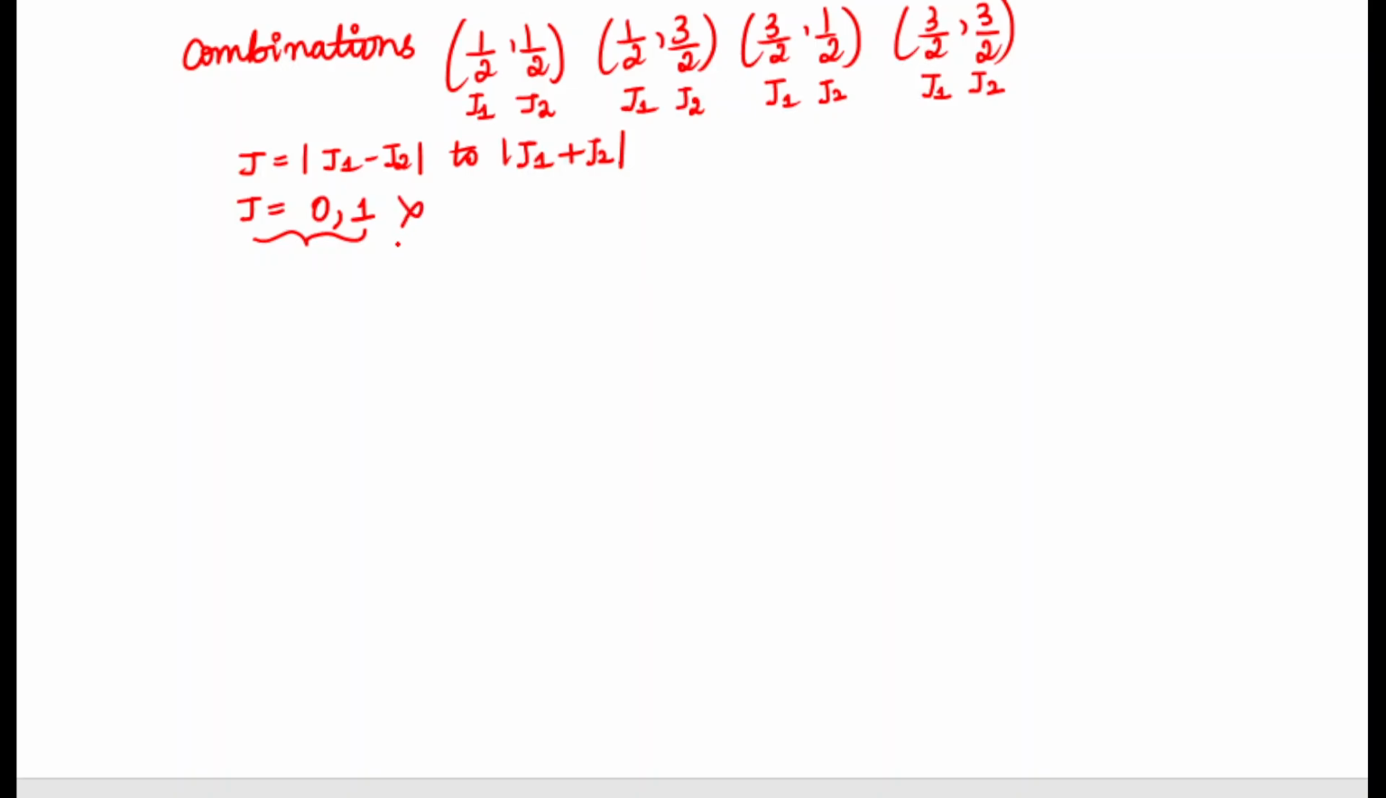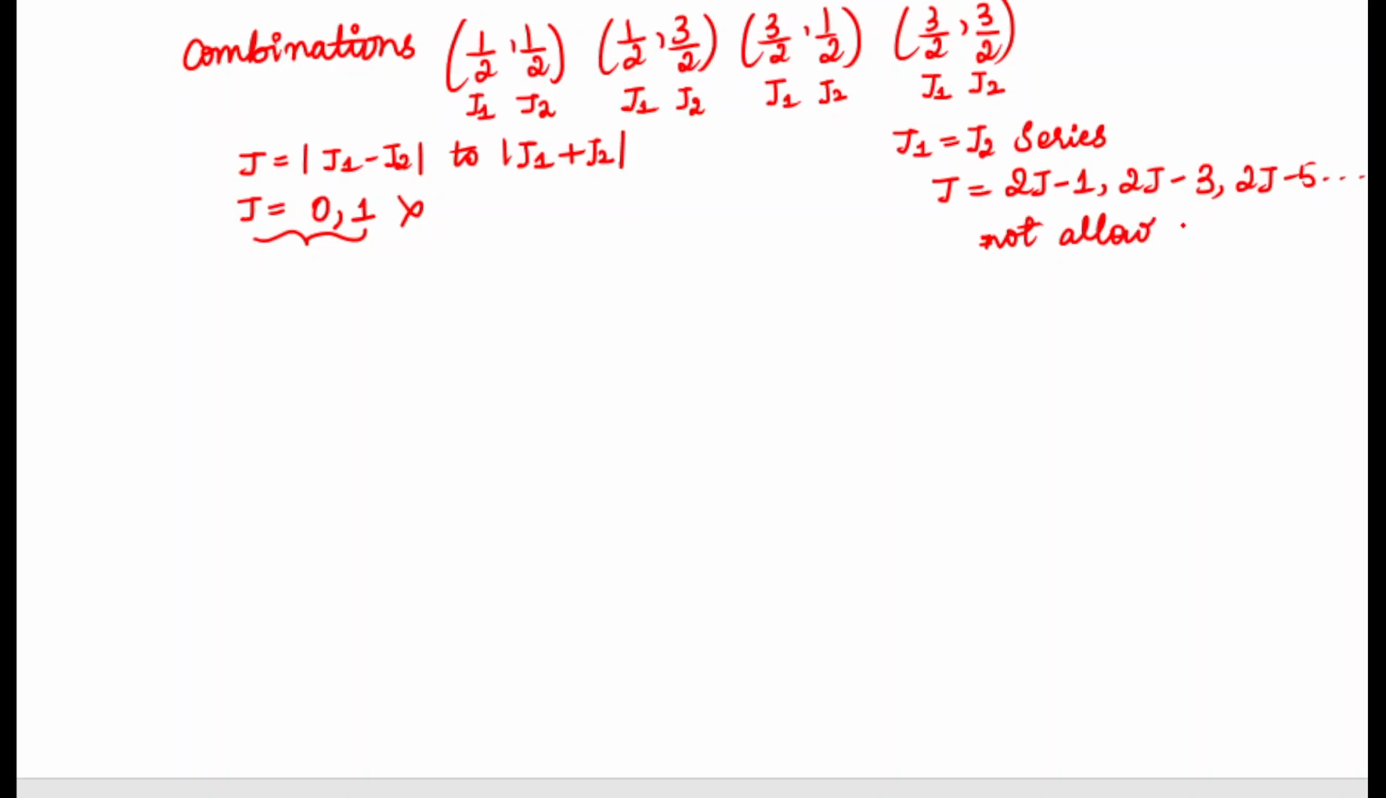Why it is wrong means, under an equivalent case, if we are having j1 equal to j2, then the series of the values of j is as follows. The j value will be 2j minus 1, 2j minus 3, 2j minus 5, and so on, and it will not allow negative values. And these are the set of rules under the equivalent case.